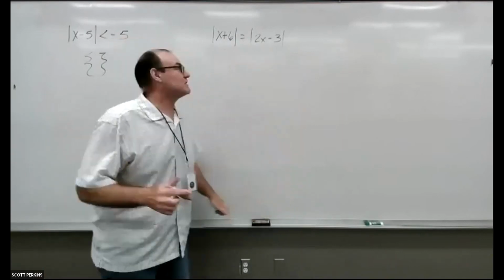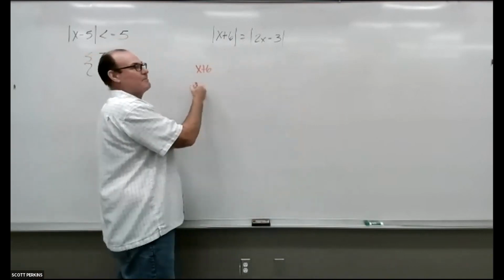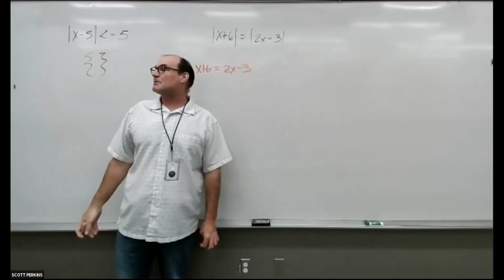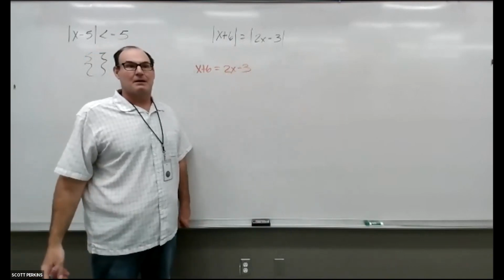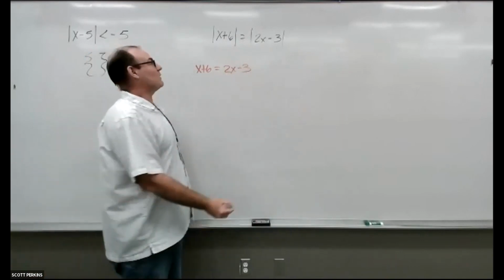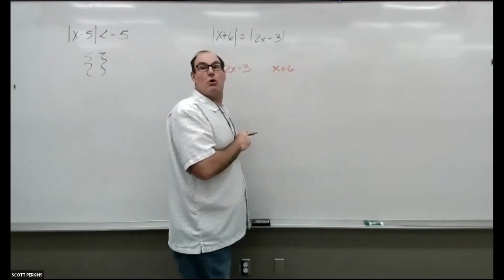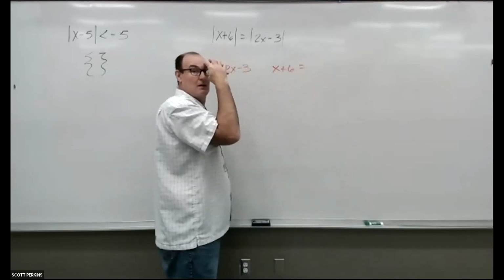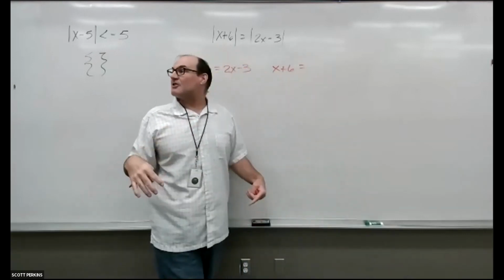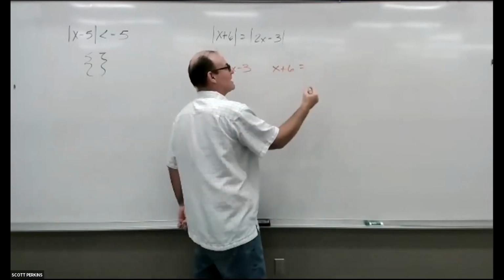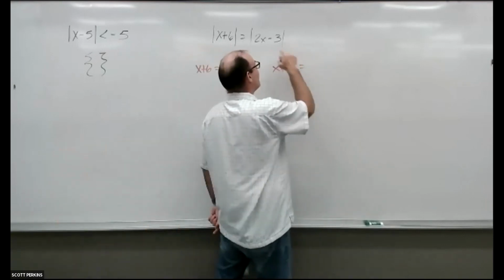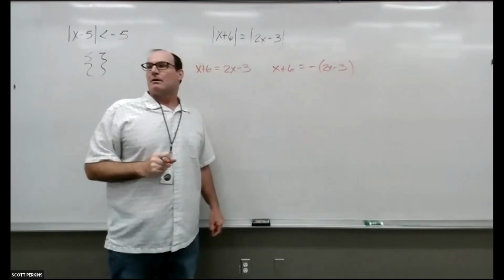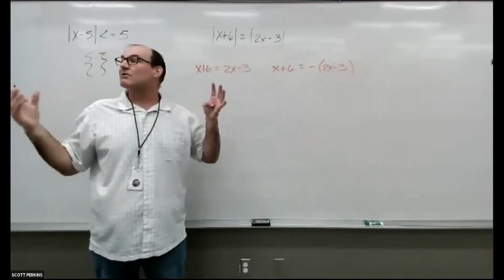So here's my two equations. The first one is going to be x plus 6 equals 2x minus 3. All I've done is gotten rid of the absolute value bars on both sides. The second equation is going to be x plus 6, just like you told me a minute ago for when it was equal to 11, is equal to, and in the second equation, we made the other side negative, right? So we're going to make the other side negative. Now, here's the only thing you've got to remember. We've got to make this whole thing negative. So it's going to be negative in parentheses, 2x minus 3. Okay, not just the negative in front of the 2x, but a negative in front of the whole thing.